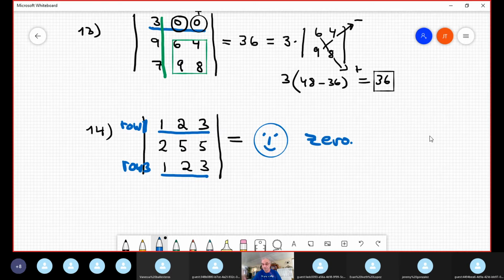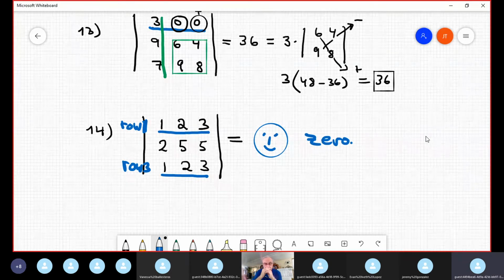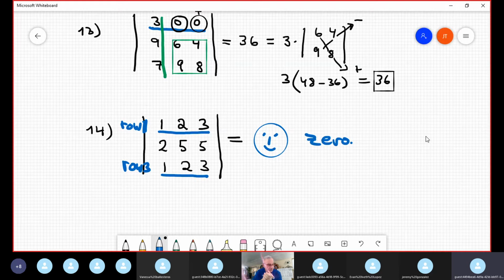Any question? No? On the test, if there was a question like this, would you want us to write out that it is 0 because of property 3, row 1 and 3 are the same? Yes, either way. This is more elegant. I mean, I could just write 0, but so you know that I knew why it was 0.